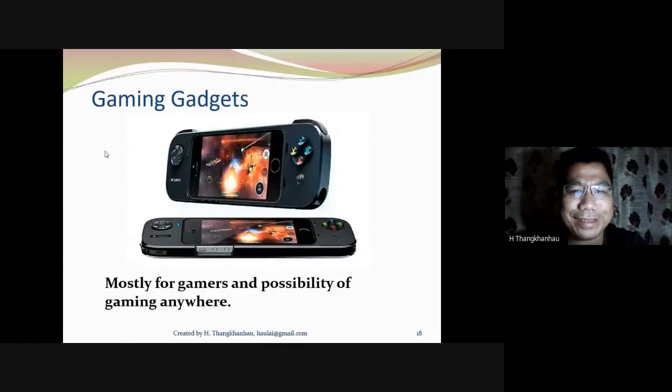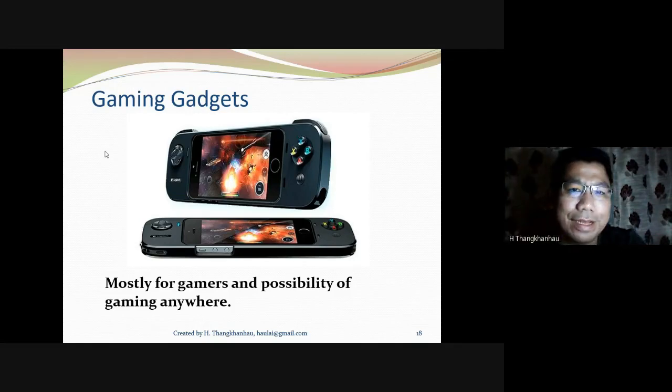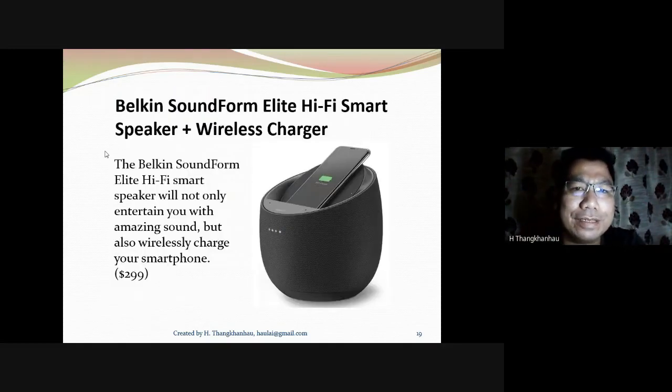And gaming gadgets, this may be interesting for the gamers, especially the boys. And you can play any games anywhere, wherever you went, with these devices. And another one is speaker, as well as a smart charger or wireless charger. You don't need to plug the wire to charge your phone. You can simply put it on it and your phone will be charged.